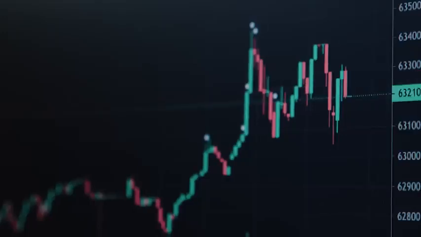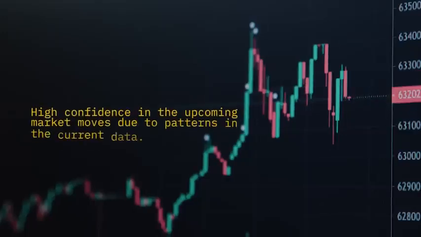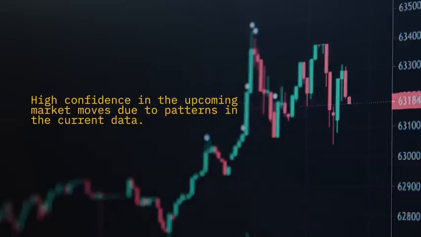Technical analysis is quite polarizing. Some people swear by it, and others think it's complete nonsense. One way you can think about it is in terms of psychology. Basically, in technical analysis, traders will sometimes have a high confidence in the upcoming market moves due to patterns in the current data. These traders are not trying to predict the future. They're predicting what's going to happen in the market by taking a look at the data in front of them.